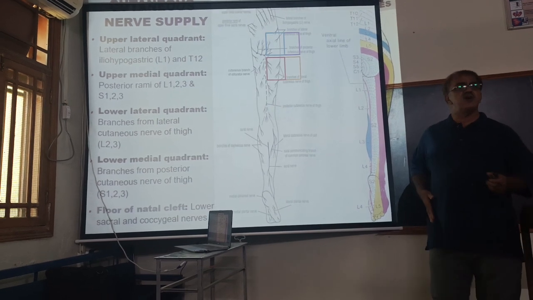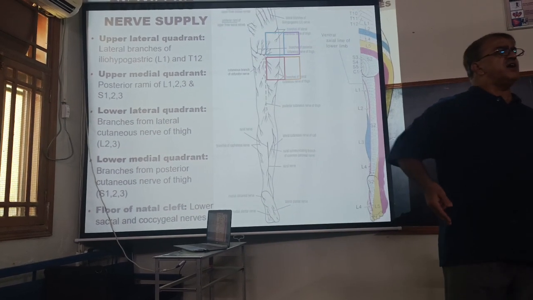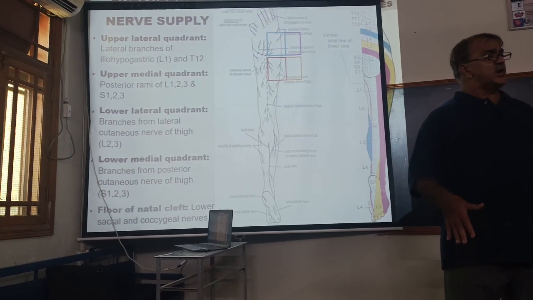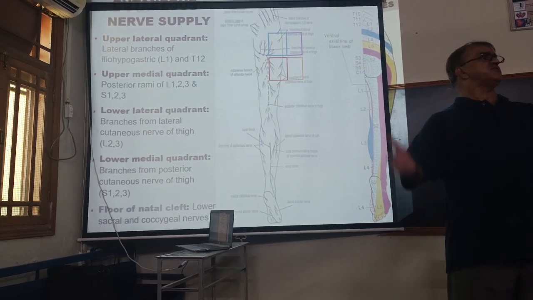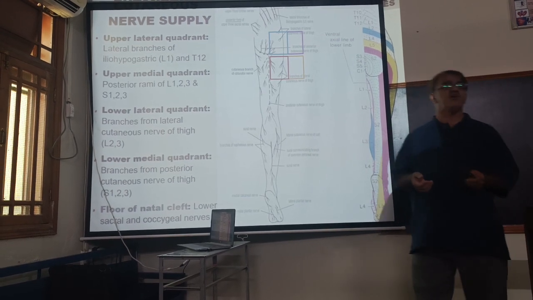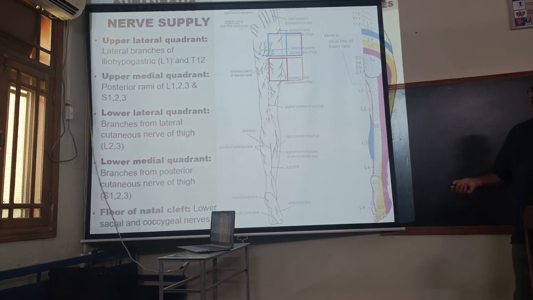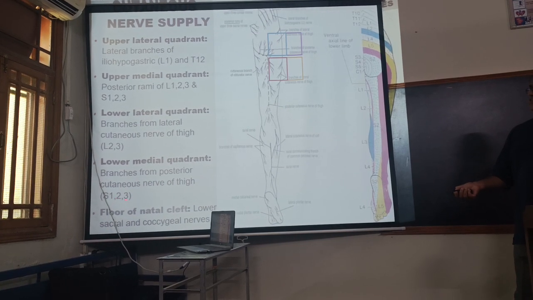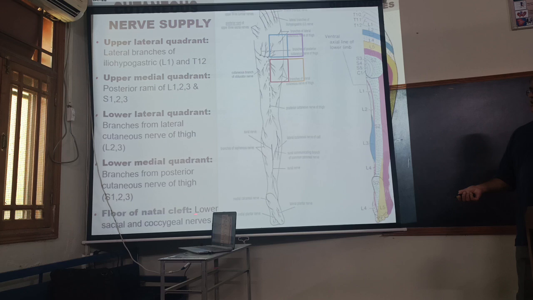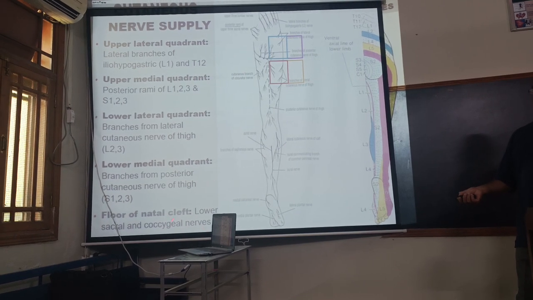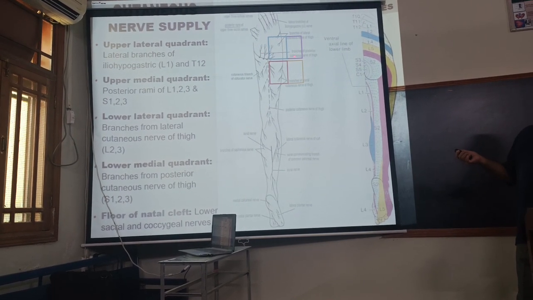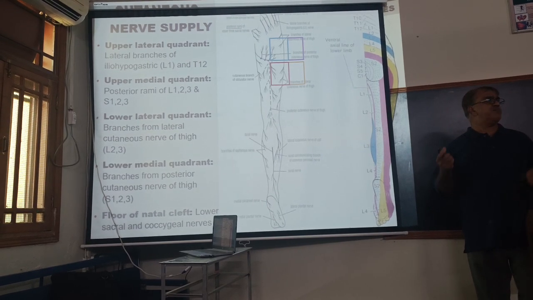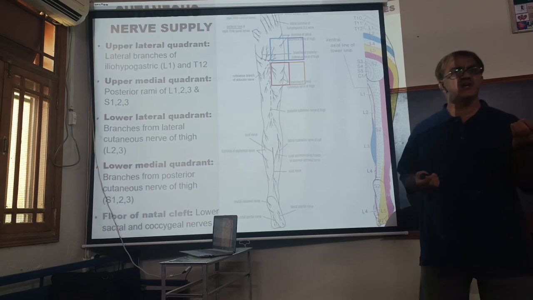You see lateral cutaneous nerve of the thigh, when it arises from the femoral nerve, it divides into 2 branches, anterior, posterior. Posterior will go posteriorly, anterior will go anteriorly. So your anterior, lateral and posterior aspect is supplied by the lateral cutaneous nerve of the thigh. Okay? And then you see here the lower medial quadrant, branches from the posterior cutaneous nerve of the thigh, S1, 2, 3. Okay, floor of the lateral cleft is sacral and coccygeal nerves it is supplying. So minimum number of nerves is present in the upper outer quadrant, where branches of the iliohypogastric nerves they are.